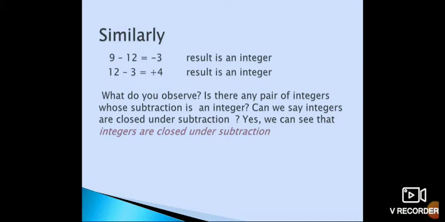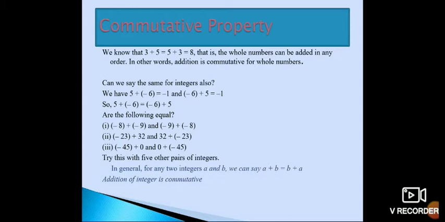Similarly, integers are closed under subtraction. See the example above. 9 minus 3 is equal to 6, and 12 minus 3 is equal to plus 9. In this case, the result is an integer, meaning both results are integers, so for any pair of integers the subtraction is again an integer. So we can say that integers are closed under subtraction. Yes, we can say that integers are closed under subtraction.